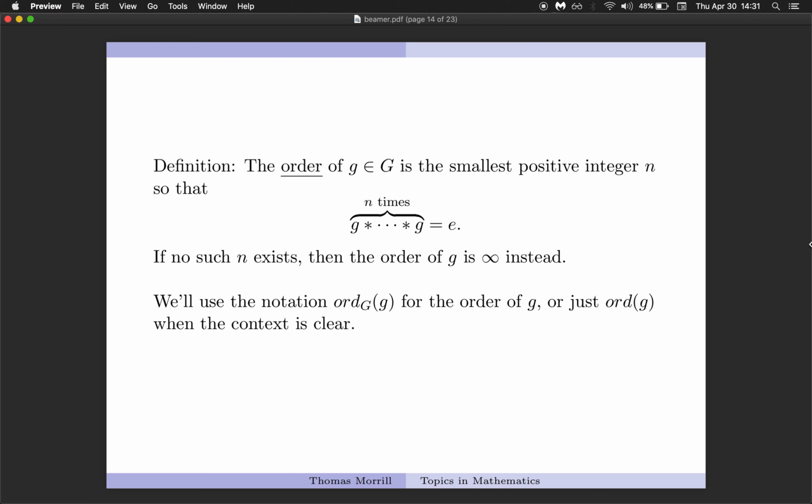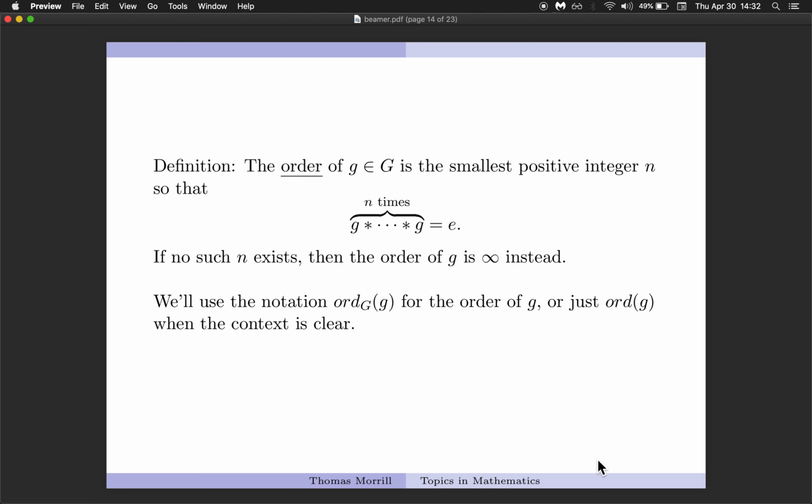So this is exactly the same way that I talked about the order of an element back when we were looking at the units mod n. I'm going to keep using this order notation. If I need to specify the group that I'm using, I'll put it as a subscript. So capital G here is the group. Lowercase g is the element that I want. And the ord here stands for order. What is the order of the element lowercase g in the group capital G?